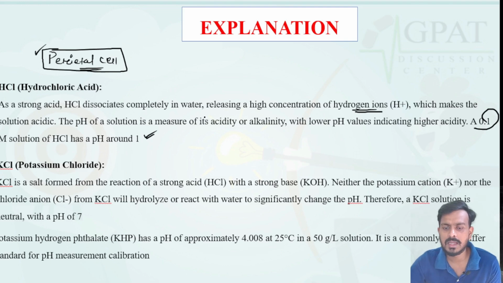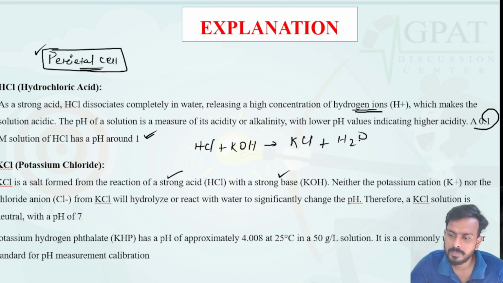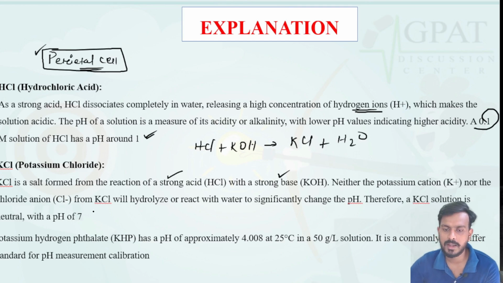If we talk about KCl, KCl is a salt formed from the reaction of a strong acid with a strong base, that is when HCl reacts with KOH, you will find KCl plus H2O. Neither the potassium ion nor the chloride ion reacts with the water to significantly change the pH. KCl solution has a pH around 7. Okay, in some books it also varies.